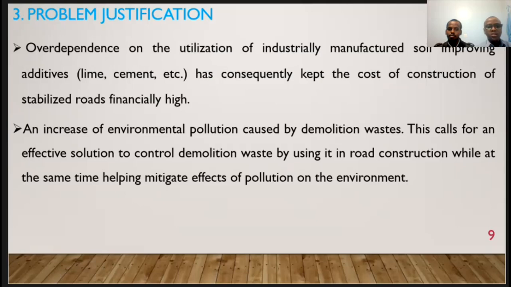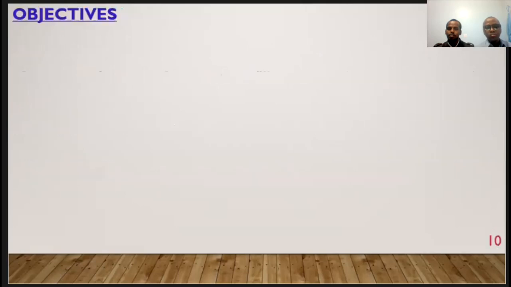There's also been an increase of environmental pollution caused by demolition waste. This calls for an effective solution to control demolition waste by using it in road construction, while at the same time helping to mitigate the effects of pollution on the environment.